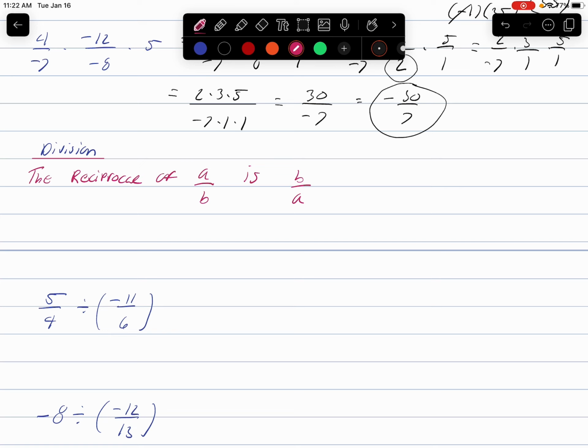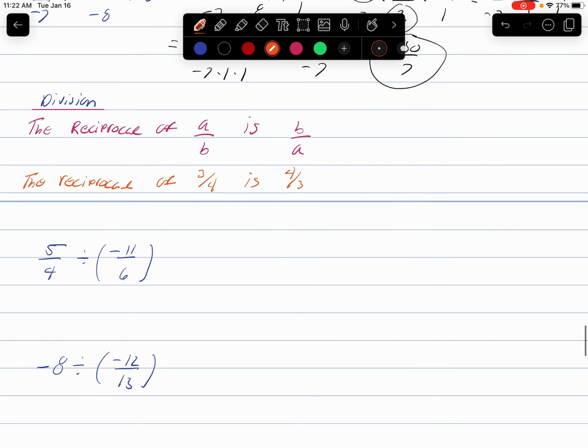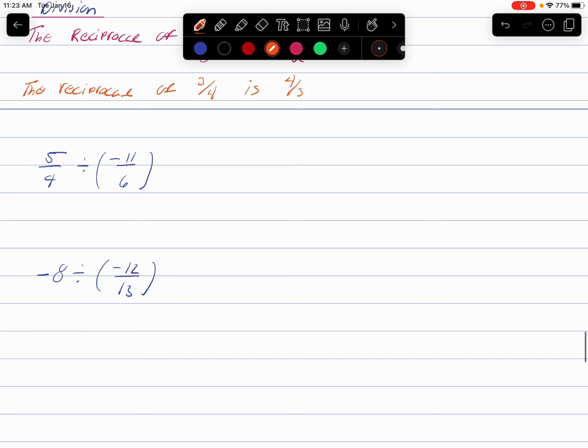So for example, the reciprocal of 3/4 is going to be 4/3. So the idea here is you flip the numerator and the denominator. And so we're going to use this to divide fractions.